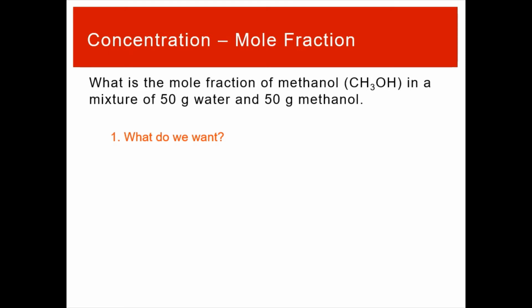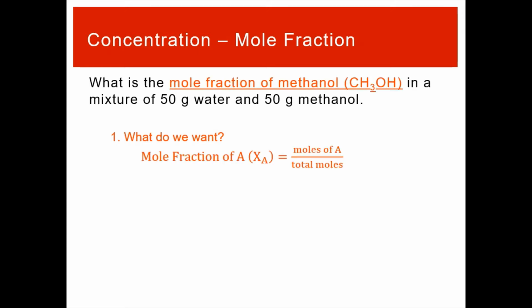All right, if we take our unbiased approach, we can always start by reading a problem to ask, what do we want? In this case, it's mole fraction. Mole fraction, again a concentration unit, has an equation. The mole fraction of A is going to be moles of A divided by total moles. We want methanol, so it's not just going to be A. I want moles of methanol divided by total moles.